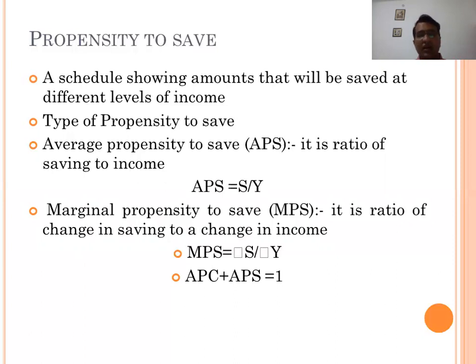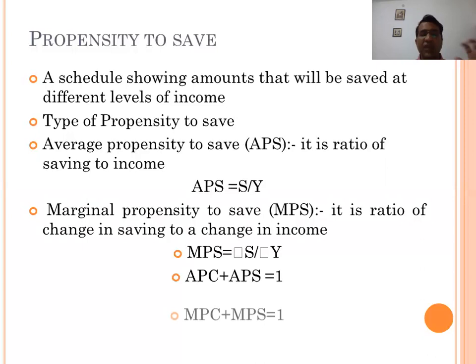That we can calculate in another way also. 1 minus APC is equal to APS. 1 minus APS is equal to APC. If sometimes APC is given and APS is not given, then with 1 minus APC we can calculate the APS. Sometimes APS is given and APC is not given, so 1 minus APS is equal to APC.